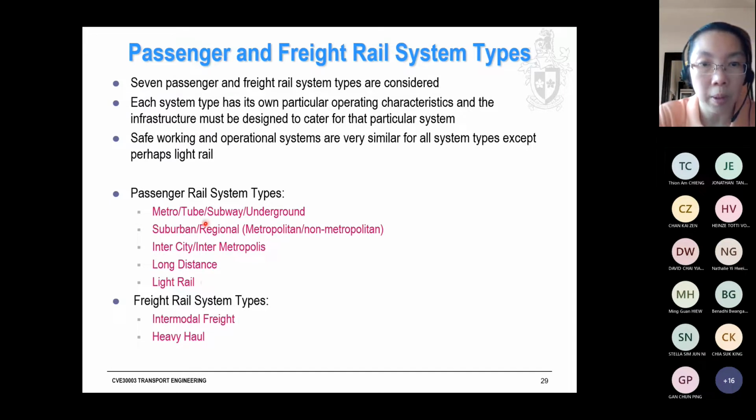We have metro, tube, subway, underground. These are mostly short travel. Then we have suburban, regional, whether it's metropolitan to non-metropolitan. Then we have intercity travel or intermetropolis travel. And then we have long distance travel, and we also have light rail system. Okay, so all these are catered for passenger needs, passenger movement. And for freight movement or movement of goods, we have intermodal freight and heavy haul freight. Yeah, we'll see what these are.